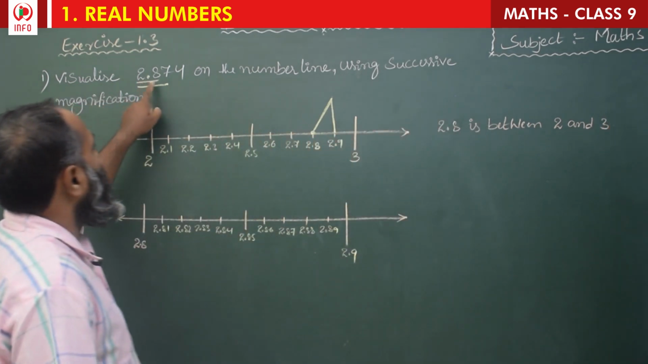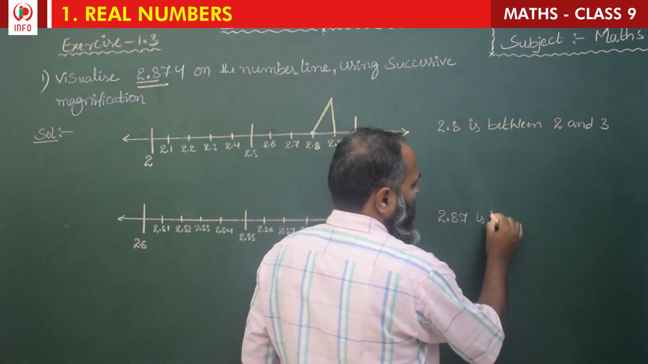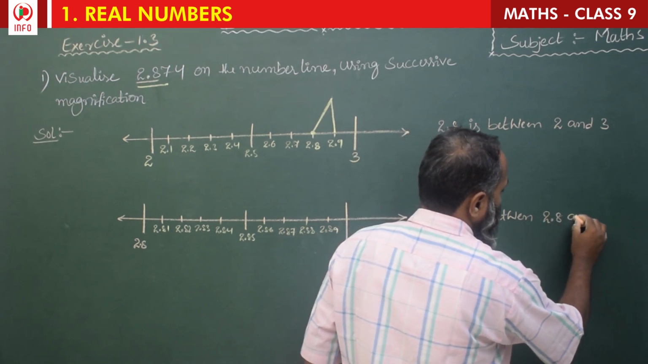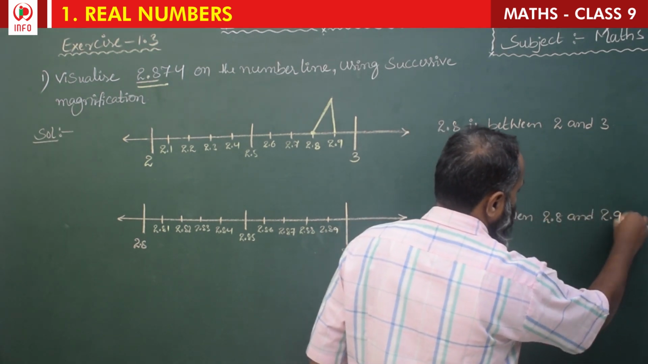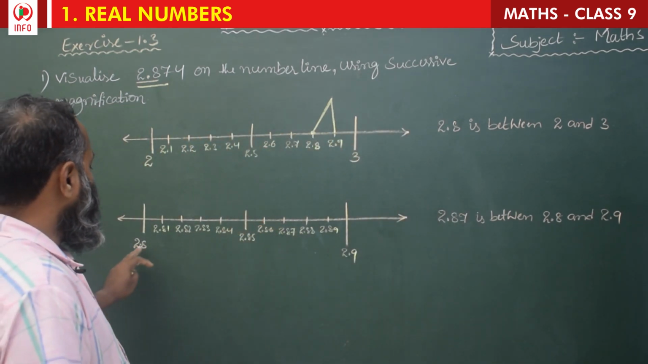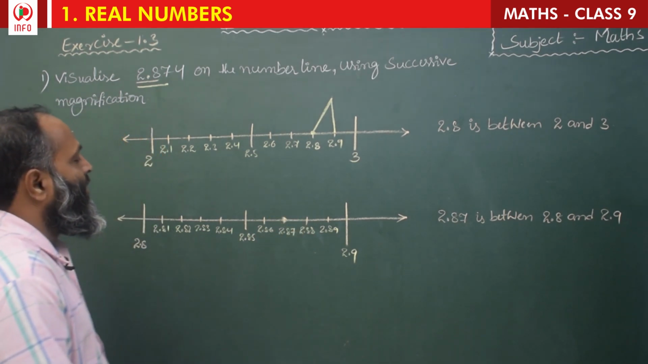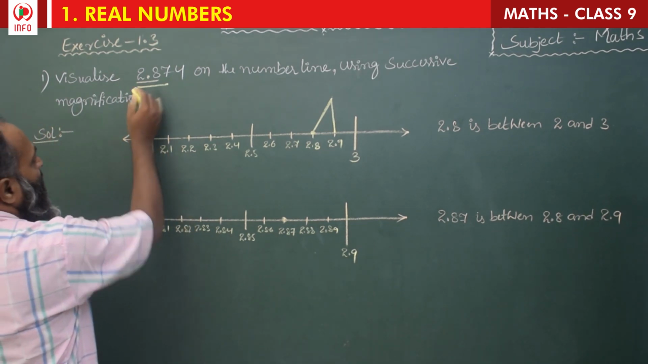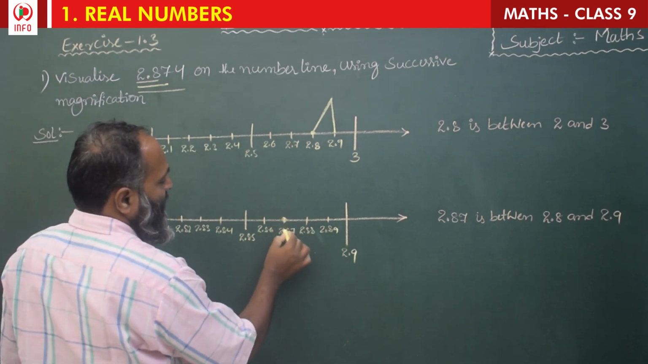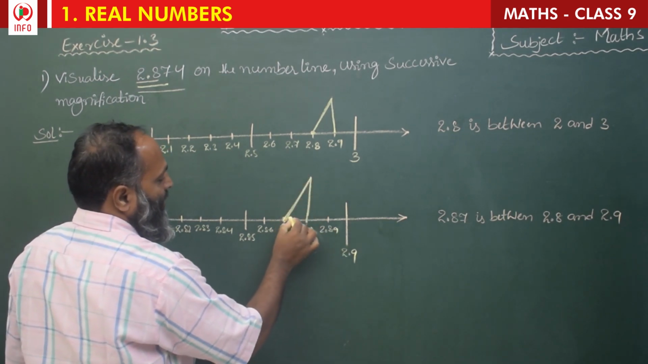Next, after that 2.87. 2.87 is between 2.8 and 2.9. Here 2.87 is here. Now we need 2.874, three digits. 2.874 is in between 2.87 and 2.88.